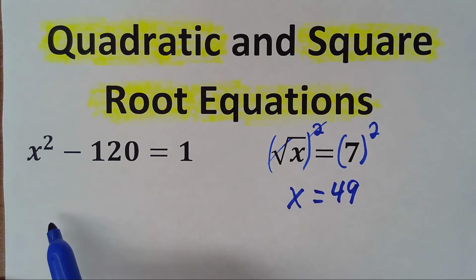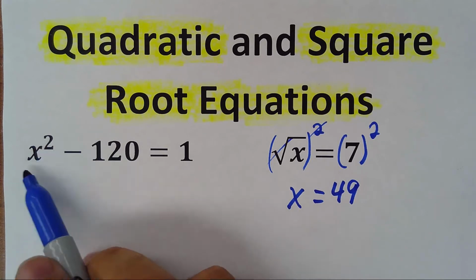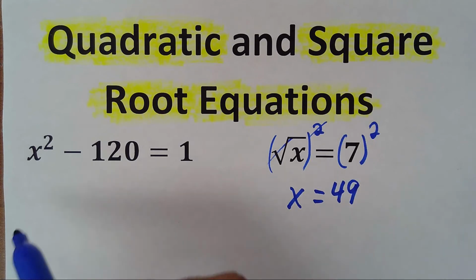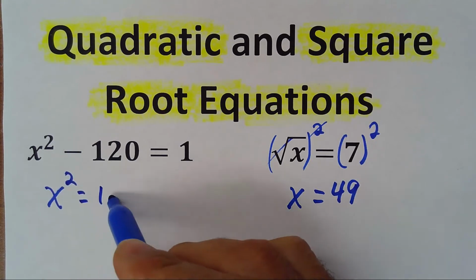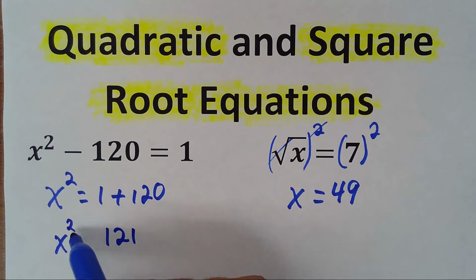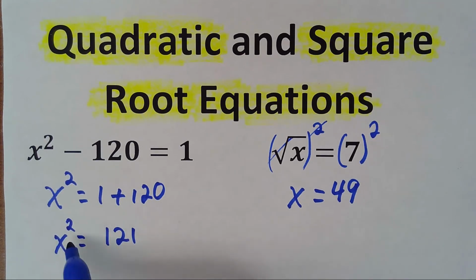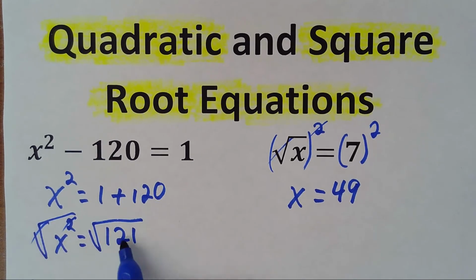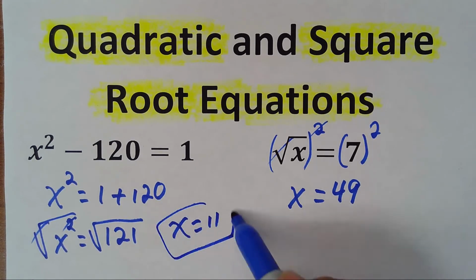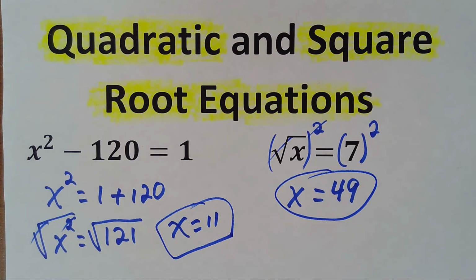In this case, we isolate the variable first. So negative 120 goes to the other side as positive 120. So x squared is equal to 1 plus 120, and 1 plus 120 is 121. Once we are at this point where we want to be, we take a square root here and a square root here. You cancel the second power with the square root, and the square root of 121 is 11. So x is equal to 11. Okay, so that's the answer for this one.